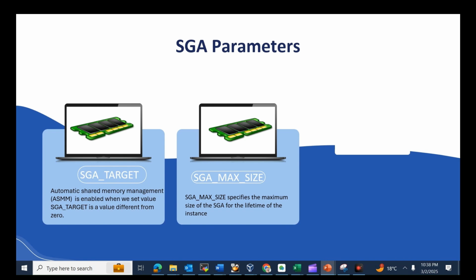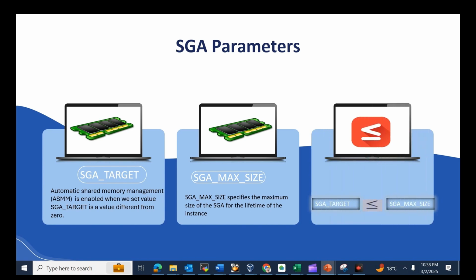SGA_max_size specifies the maximum size of the SGA for the lifetime of the instance. SGA_target can be dynamically sized while the database is up and running, up to the setting of the SGA_max_size parameter. This defaults to be equal to the SGA_target, so if you plan on increasing the SGA_target, you must have set the SGA_max_size larger before starting the database instance.